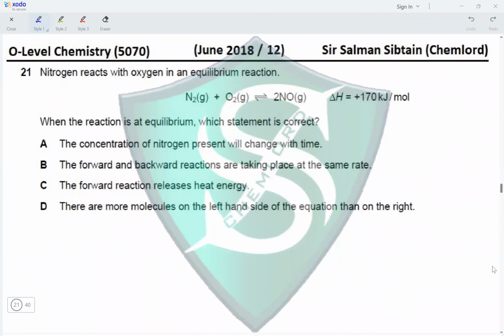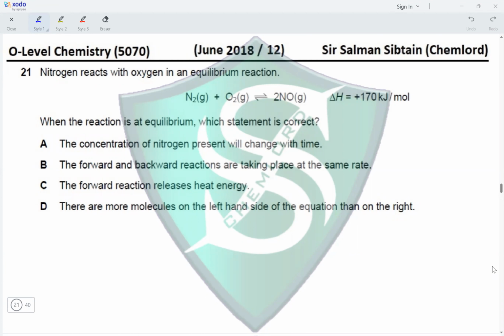Hi guys, this is O-level chemistry paper 12, June 2018, question 21. Nitrogen reacts with oxygen in an equilibrium reaction. N2 gas plus O2 gas gives 2NO gas, and this is an endothermic reaction. When the reaction is at equilibrium, which statement is correct?